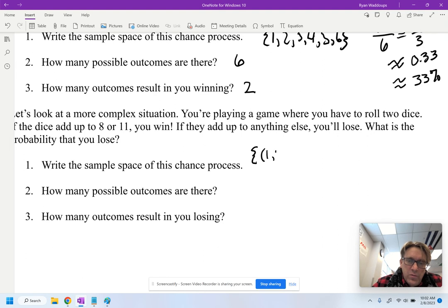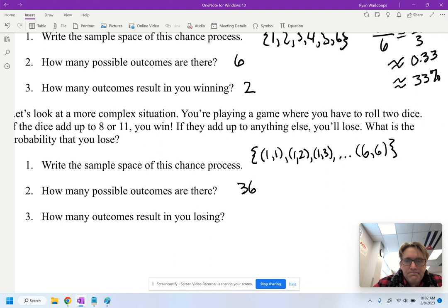Let's write them in here. We'll write 1, 1 to represent that one outcome is a 1 on the one die and a 1 on the other, or a 1 and a 2, and a 1 and a 3, and so on. It will go on and on until you get to a 6 and a 6. And that would be a total of 36 possible outcomes.